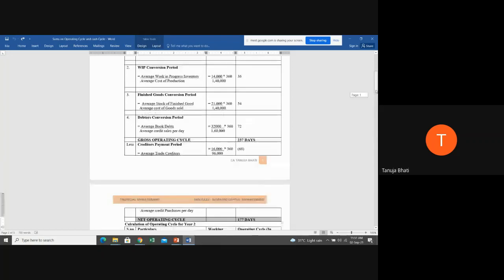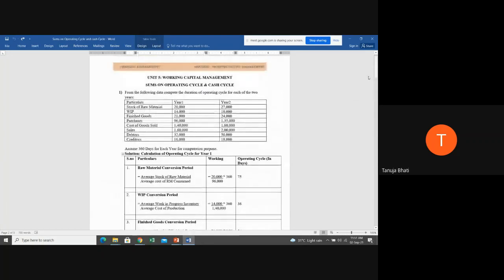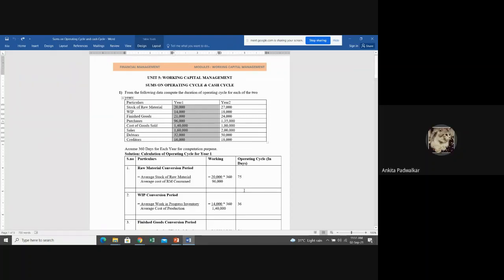Is this clear to everyone? Is this solving of year 1 clear to everyone? Yes, ma'am. Only what you have to do is ICP plus DCP minus CPP. That is raw materials, work in progress, finished goods, debtors. All you add and minus with the creditors payment period, you will get your operating cycle answer.